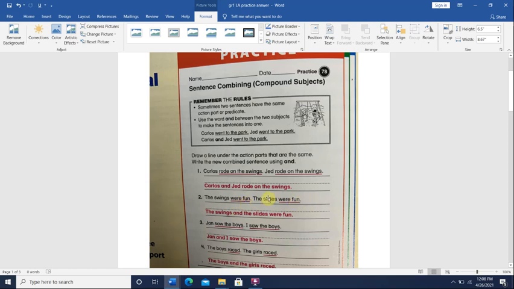So how will I combine it? I will write the first subject, the swings and the slides were fun. Okay, let's see our answer. The swings and the slides were fun. Of course, we will not write the here with capital because it's now one sentence, not a separate sentence. All right.